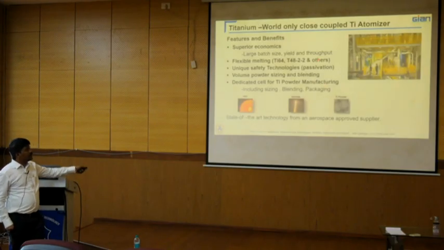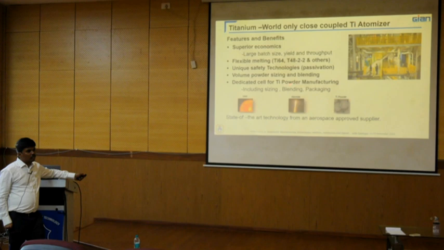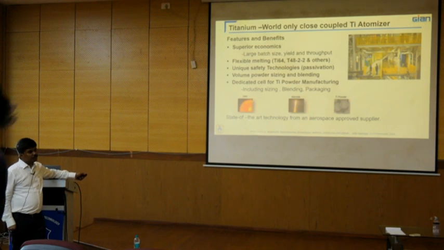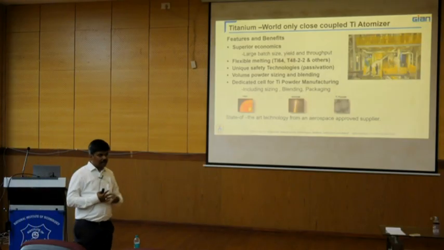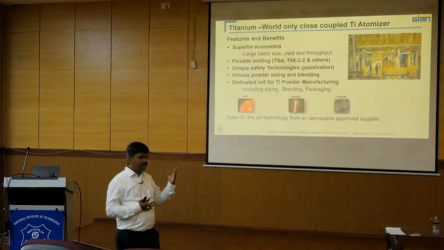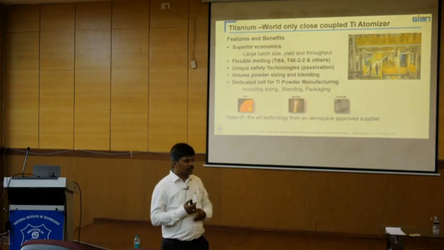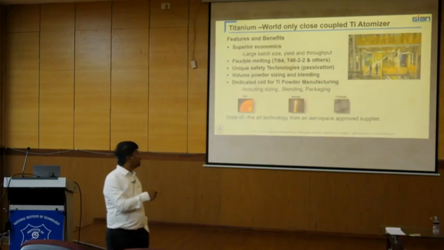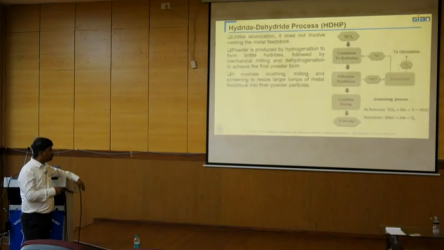If you see, this is how many titanium atomizers there will be in the world. They are very big machines, even bigger than typical industry machines, because we cannot produce a simple 5 kg or 10 kg of powder in one lot. At least they are going to produce 5 tons in one atomization run. That is why the cost of manufacturing is very high in these atomization techniques.